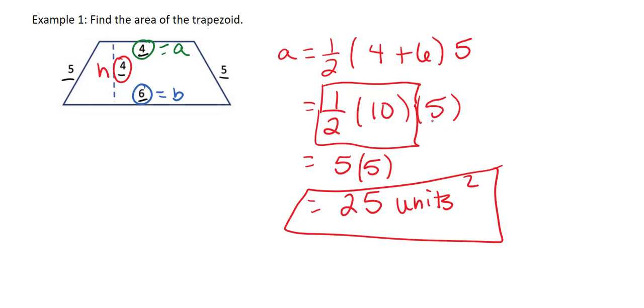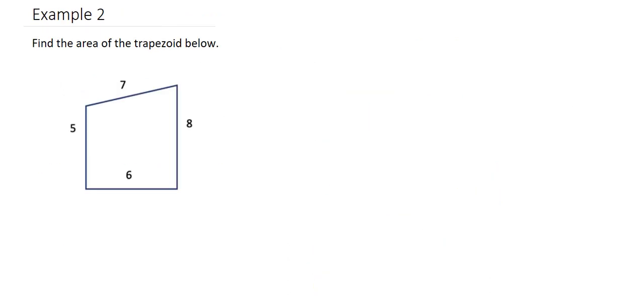Now, let's look at the next example. So example 2, we're going to find the area of the trapezoid below. On this one, we see our parallel lines are right here, this 5 and this 8. So we can say this 5 is our A, this 8 is our B, and this 6, because this intersects, this is a straight line, so it's going to be a 90-degree angle. So this is going to be our height.